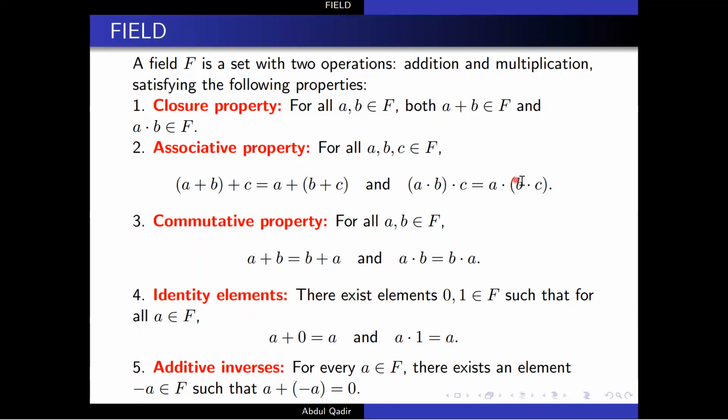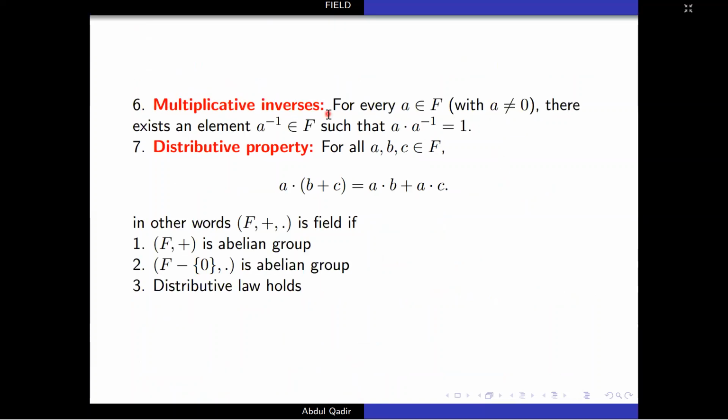And number six property is multiplicative inverse. So for every element of F except 0, there exists an inverse belonging to F. That means every element of F has multiplicative inverse except 0, because multiplicative inverse of 0 does not exist, such that a into a inverse is equal to 1.